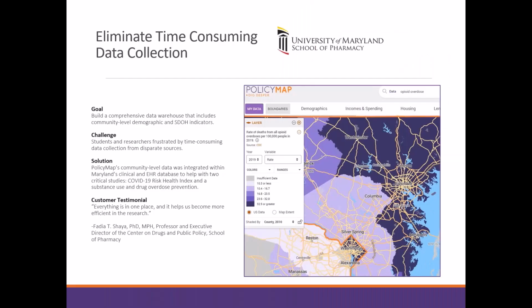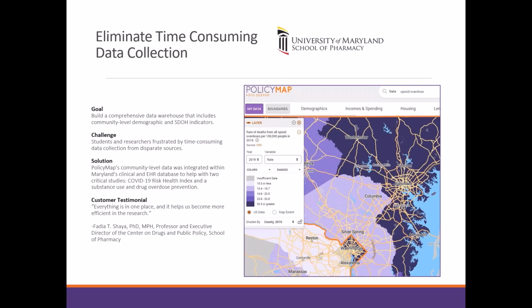Okay. I also have another great case study for you about PolicyMap and how we were used at the University of Maryland School of Pharmacy. The University of Maryland wanted to create a comprehensive data warehouse containing community-level demographic and social determinants of health indicators. And this was really challenging for the researchers because it involved time-consuming data collection from various sources. It was frustrating the students and researchers, and their eventual solution was to integrate PolicyMap's community-level data into Maryland's clinical and electronic health records database.